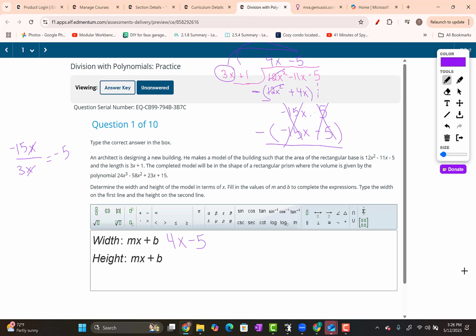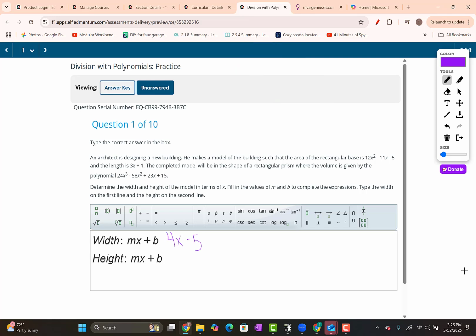So we're going to go through a similar process to now find the height. Again, they told us the volume is 24x to the third, that really long polynomial. Recall that the formula for volume is length times width times height. We already know what length times width is going to be. Length times width is 12x squared minus 11x minus 5, because that's just the area.